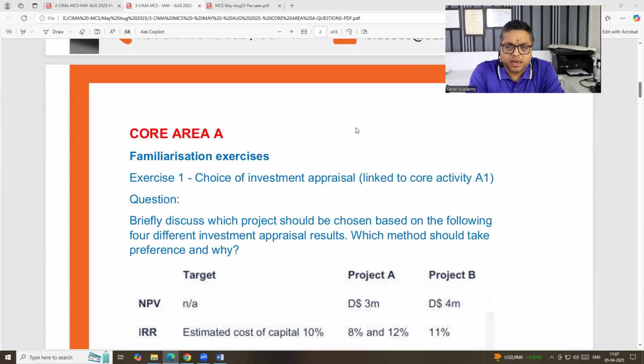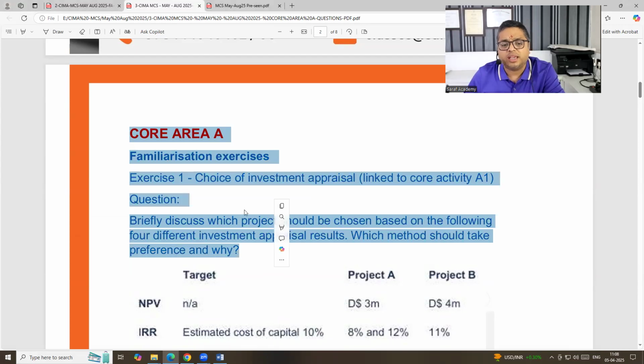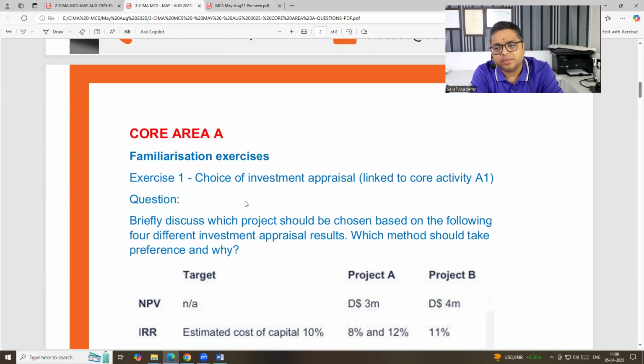As I discussed in the last class on Saturday, when I give these questions, they are shared by the CIMA Institute, Kaplan and others, not prepared by me. If anybody has prepared for the CIMA management case study in the past, whether they gave the exam or couldn't clear it, you will find that for the last 10 years the same core area A first question is there. It is not changing.